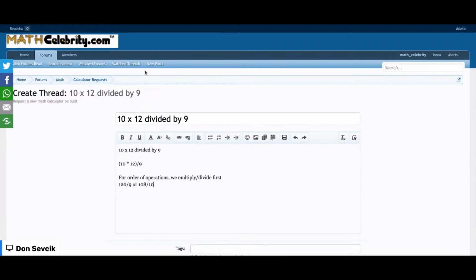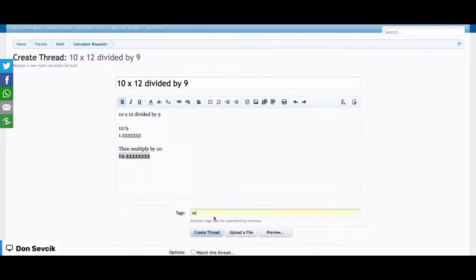So if we want to do the division first, because there were no parentheses, we actually have to do this. So we do 12 divided by 9 equals 1.333. Then multiply by 10, 13.3333. So this was an order of operations problem.